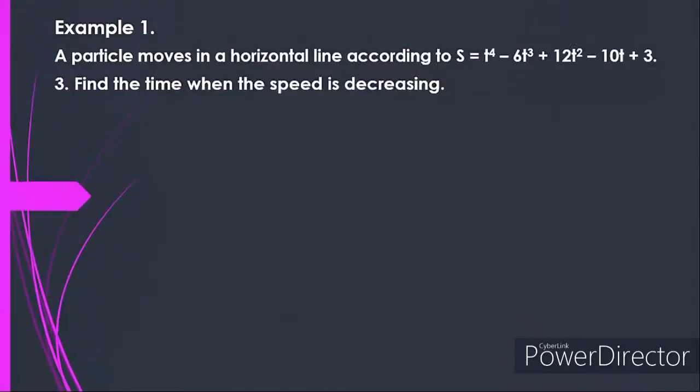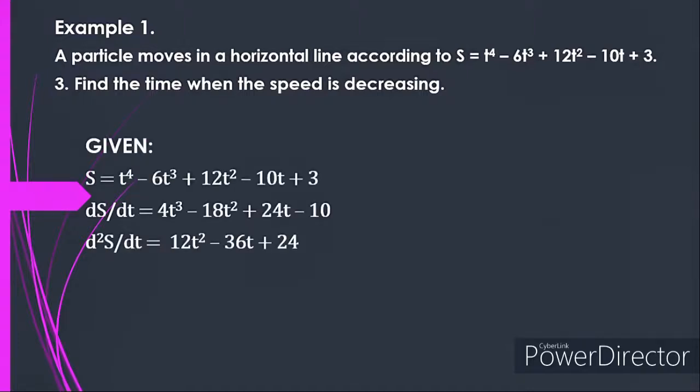So for question number 3, a particle moves in a horizontal line according to s is equal to t raised to 4 minus 6t cubed plus 12t squared minus 10t plus 3. Find the time when the speed is decreasing. So find daw the time when the speed is decreasing.